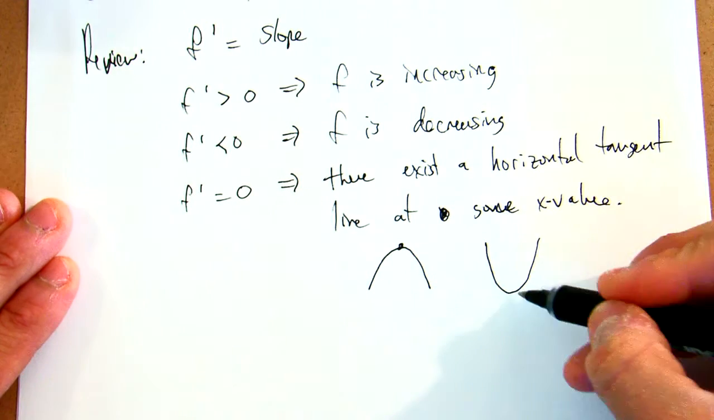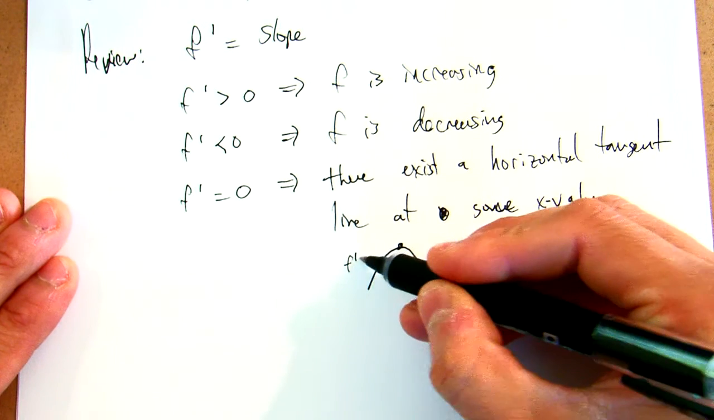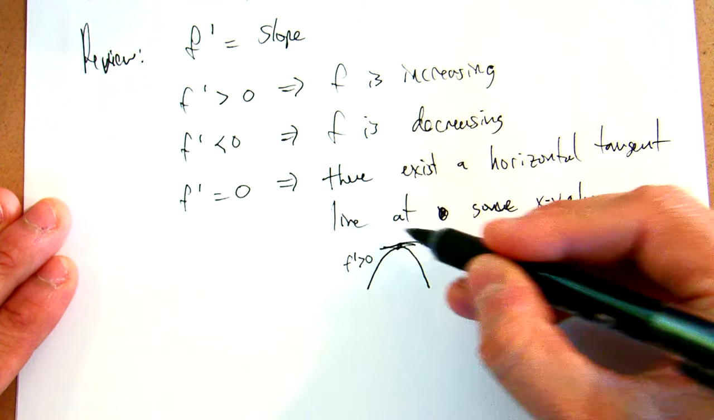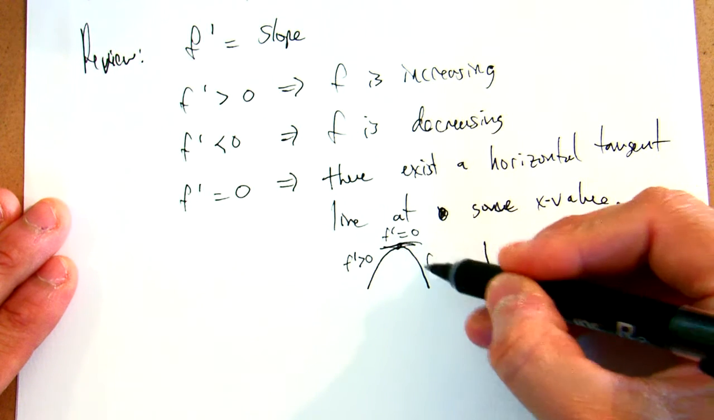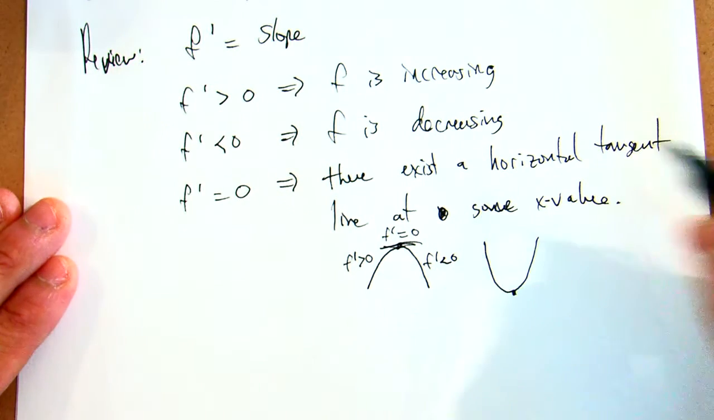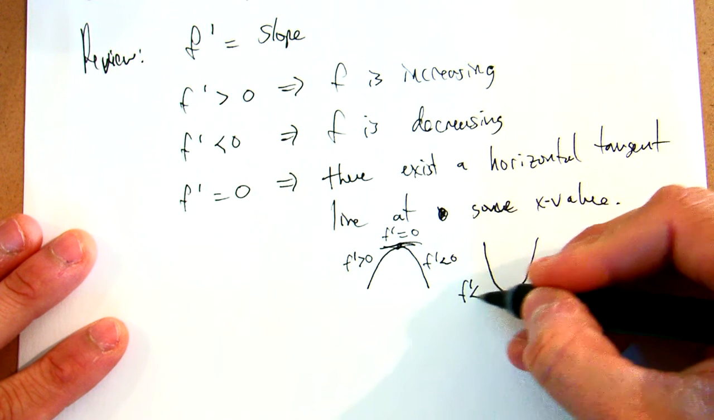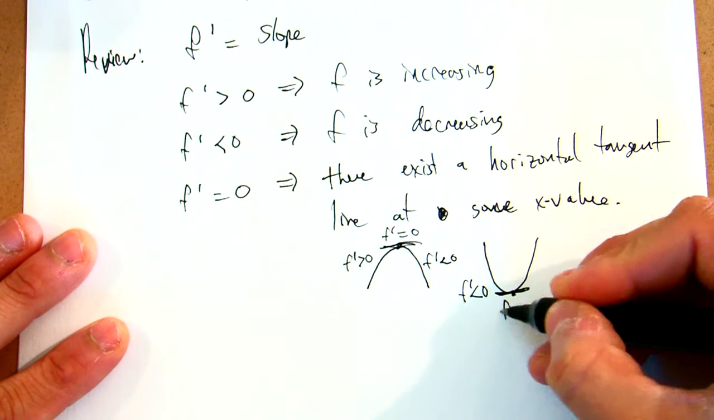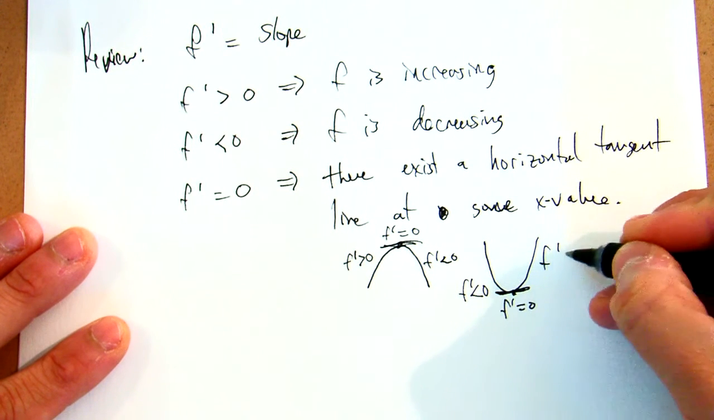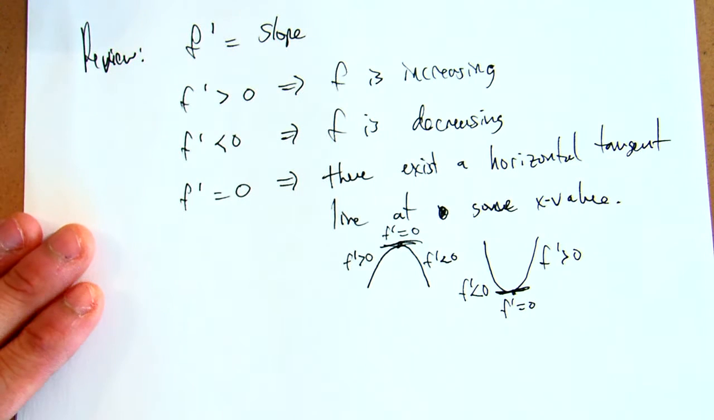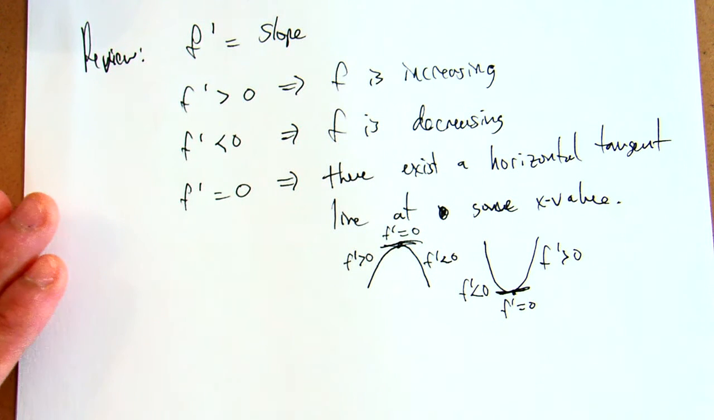So here f prime is bigger than 0. Here f prime equals 0, and here f prime is less than 0. The same thing is true here: f prime is less than 0, here f prime is 0, and here f prime is greater than 0. This is all review, okay? Most of you should have this in your pocket here.